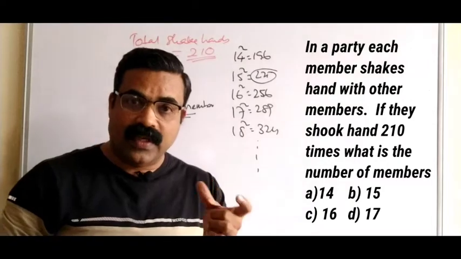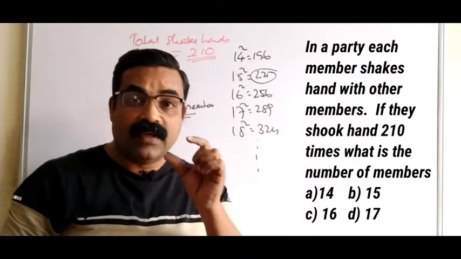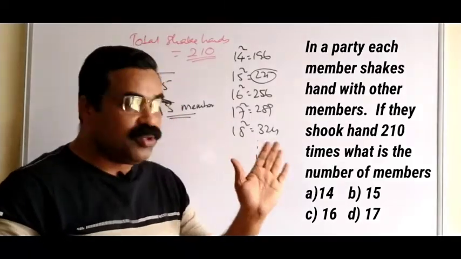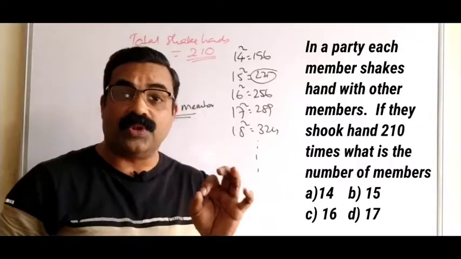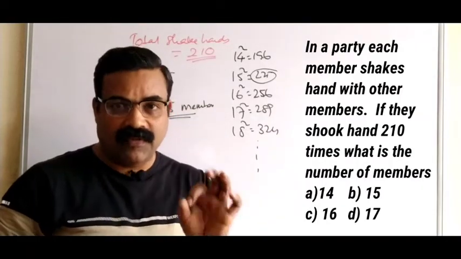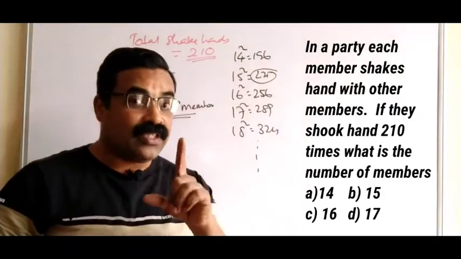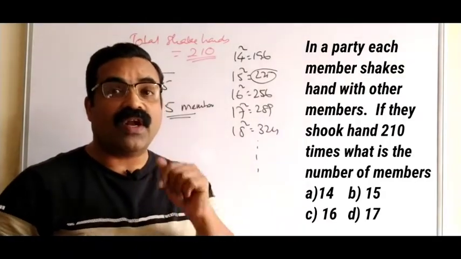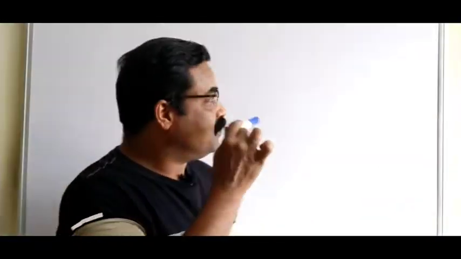210 shake hands. Search for the number, a perfect square which is immediately after 210. After 210, the perfect square is 225. What is the root of 225? 15. So 15 is the correct answer for this type of questions, which is the shortcut method we need to use when we write the competitive exams. Okay, kindly note it. Let us go to the next question.